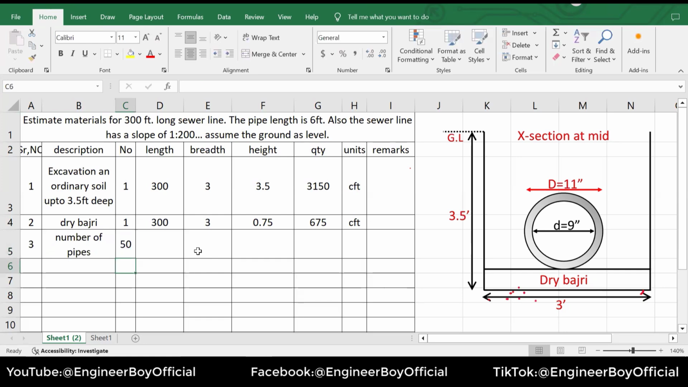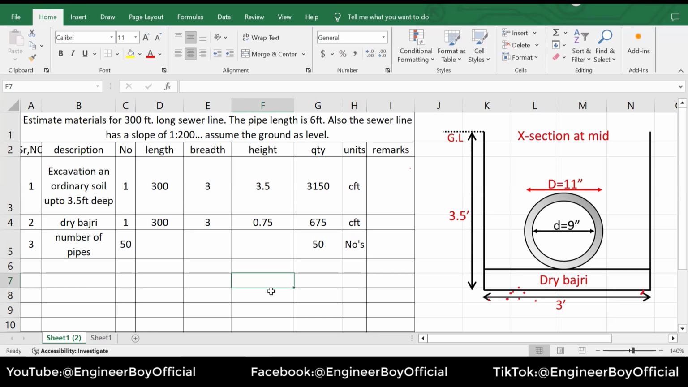Okay, the center. So we have actually 50 numbers, and in a quantity that is actually 50, we can put that over there, and of course the unit can be in numbers because the pipes are just, you can say, determined in terms of numbers.